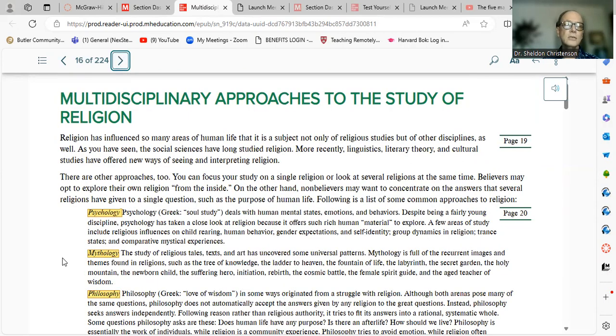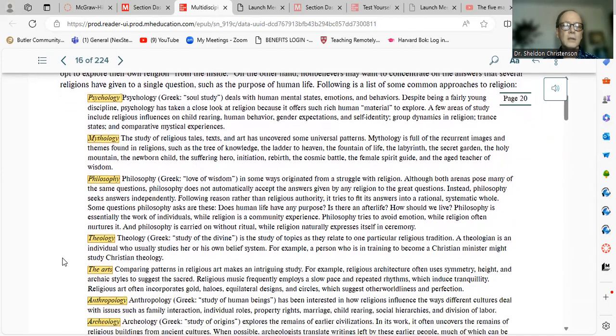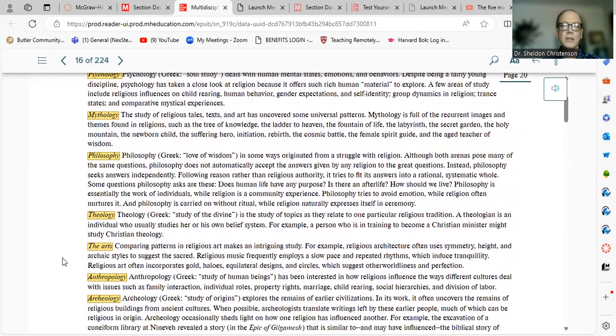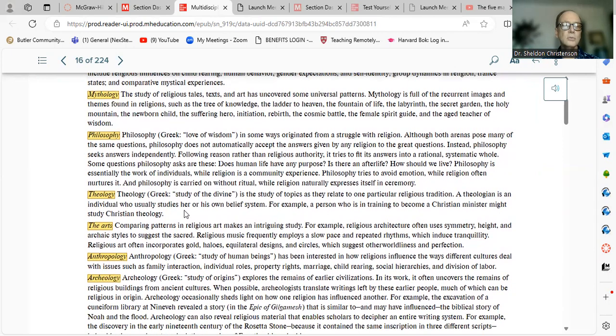Multidisciplinary approaches to the study of religion. You can study religion from the viewpoint of psychology, mythology, philosophy. From the viewpoint of theology, theology is generally studying one particular religion rather than all religions. It's the study of the divine. So if you were a Roman Catholic and you went to seminary, you'd be studying Roman Catholic theology. If you were Jewish and you went to the equivalent of seminary, you'd be studying Jewish theology.